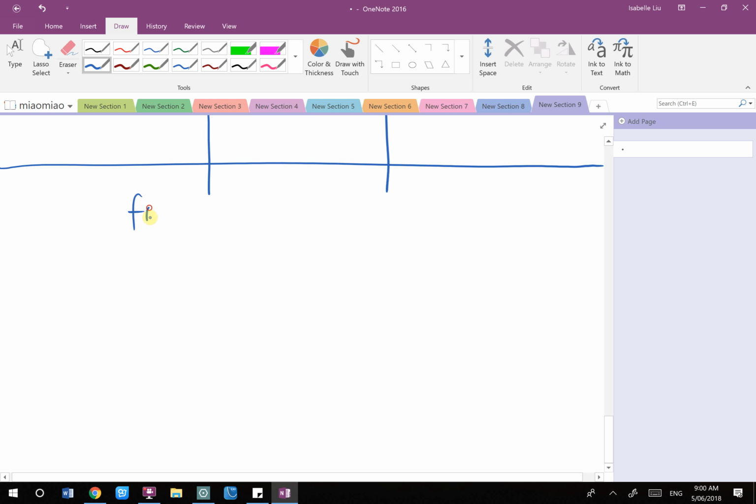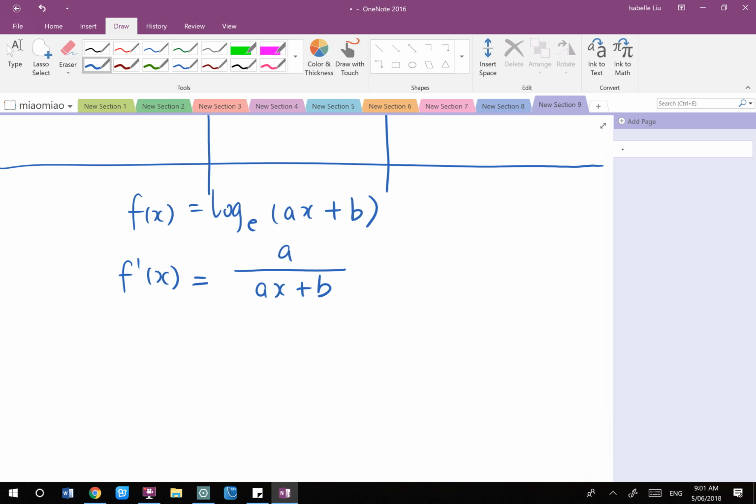Think about f(x) equals log e (ax plus b). What does the derivative look like? I'm not talking about step one, step two. Like, what does the derivative look like? The derivative is a over ax plus b. So a over a linear. Can you see the coefficient? That's the g dash x, and that's the g(x).